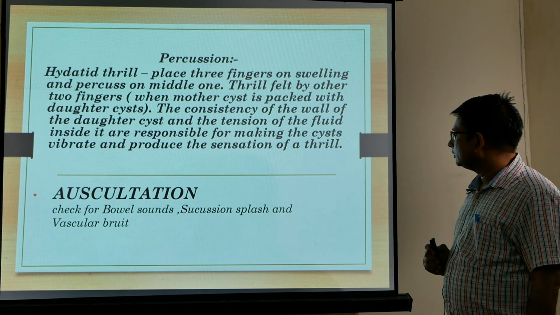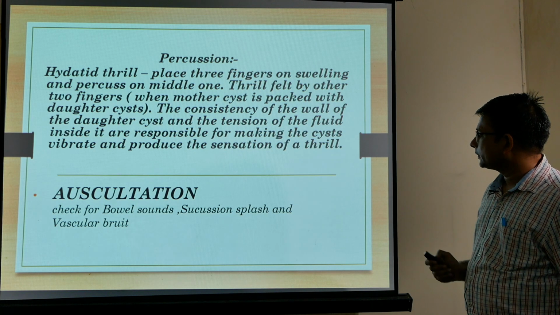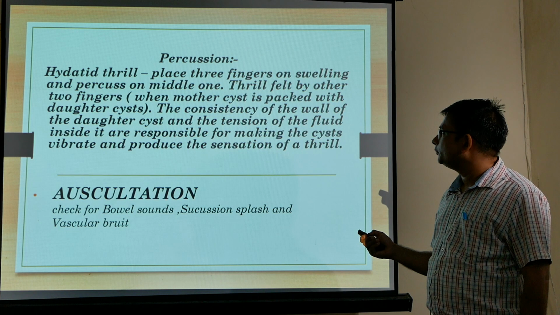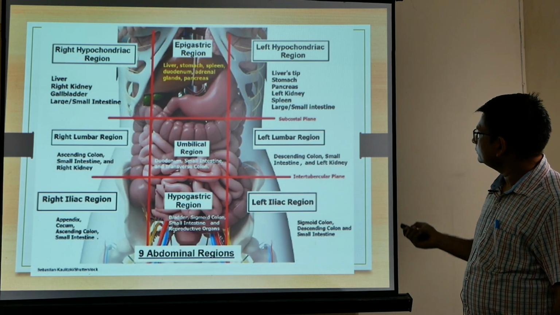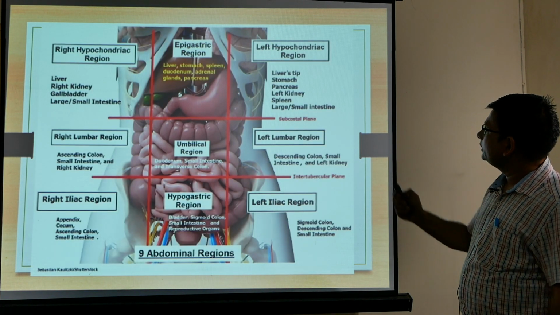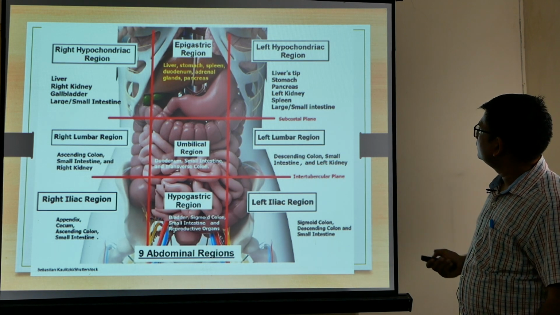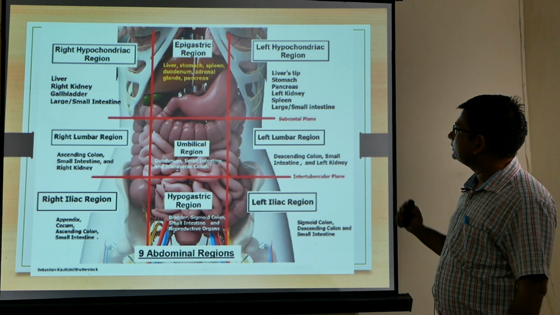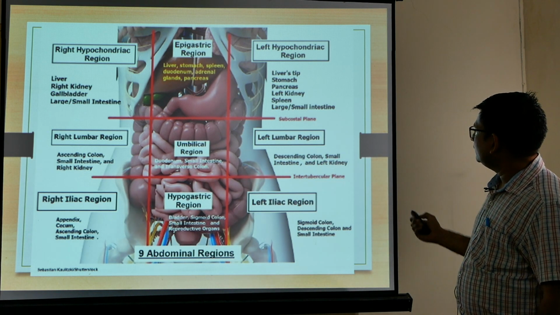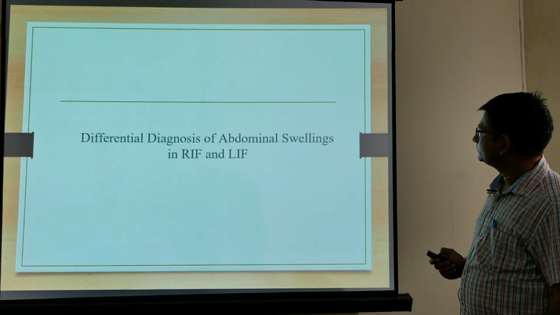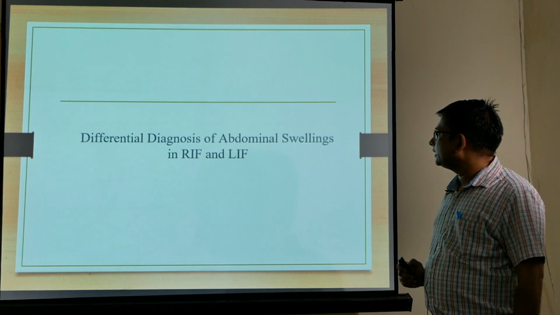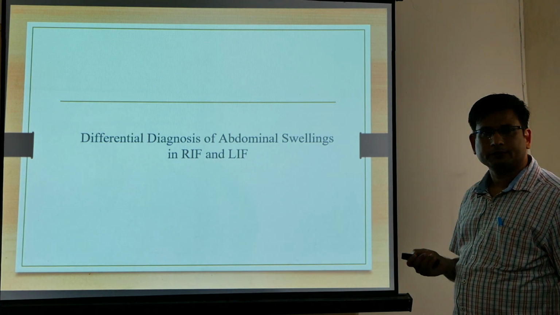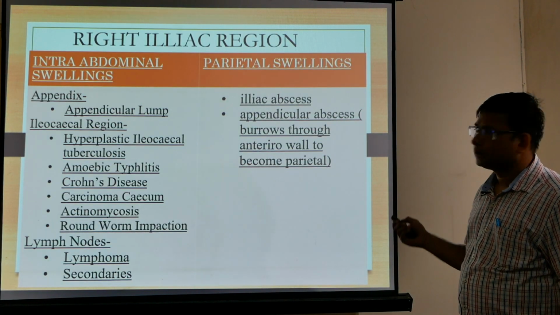Now auscultation. On auscultation we will look for bowel sounds, succussion splash, and vascular groove. This is the diagram showing the 9 quadrants of the abdomen and the different viscera which are present in different quadrants. Now differential diagnosis of the abdominal swelling in right and left iliac fossa. Right iliac fossa.